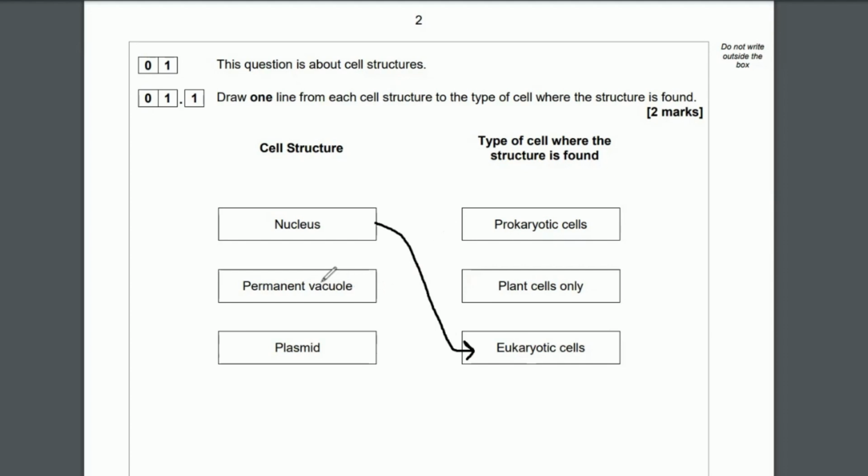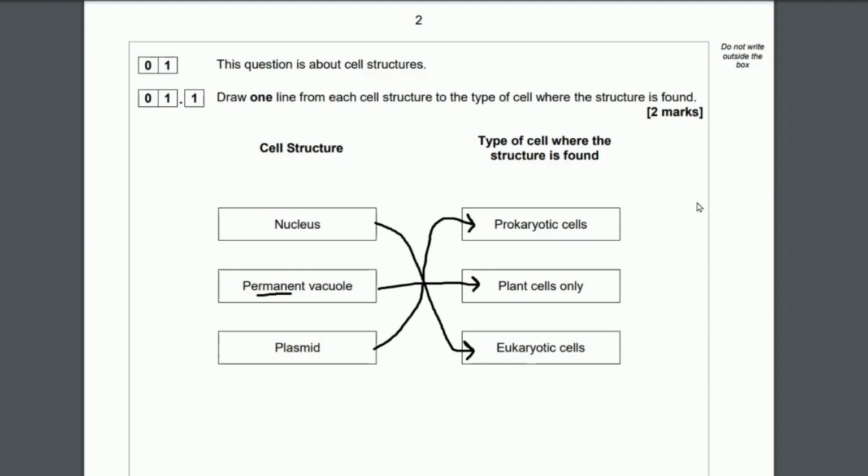Right, we've got permanent vacuole. Which of these cells have a permanent vacuole only? And that is plant cells. Yes, bacteria can have a vacuole, and even animal cells, white blood cells, temporarily have a vacuole when they engulf other things. So we call it a permanent vacuole, and that's found in plant cells only. Plasmids, yep, they're little tiny circles of DNA. They are found in prokaryotic cells.